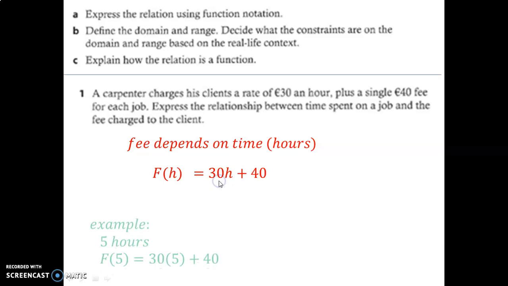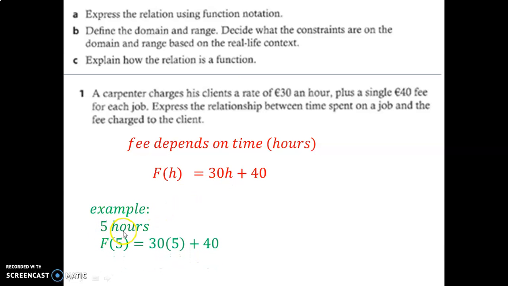So now an example of that would be if the carpenter works for 5 hours, we could write f of 5, which means the input of 5 hours into the function here. And then we have the input here as well, because both h's are replaced by 5, and that works out to €190. So we can write f of 5 equals 190. So the fee based on 5 hours of work is €190. So that's how functions work, right?